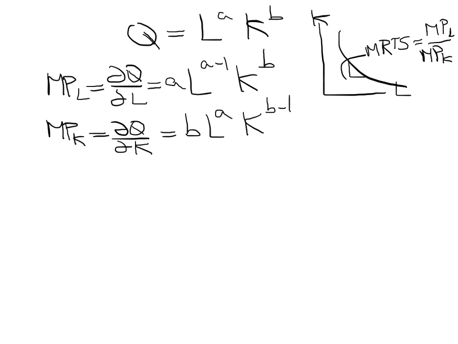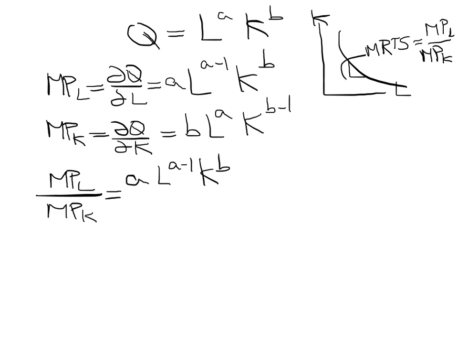We're looking for the marginal rate of technical substitution, so we're going to put the marginal productivity of labor over the marginal productivity of capital. Now we just have a term for the marginal productivity of labor when we took the partial derivative up there. That's this. And we also have a term for the marginal productivity of capital, which is the term that we just calculated after that, which is this one.